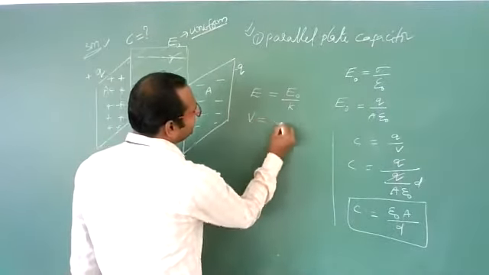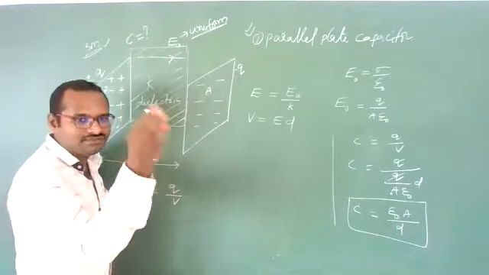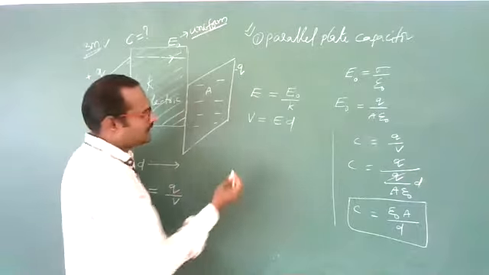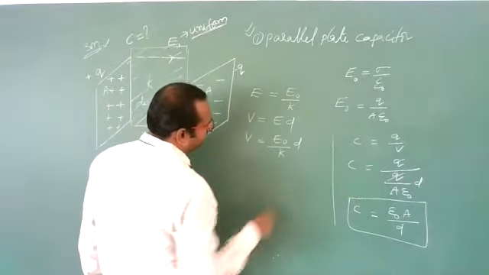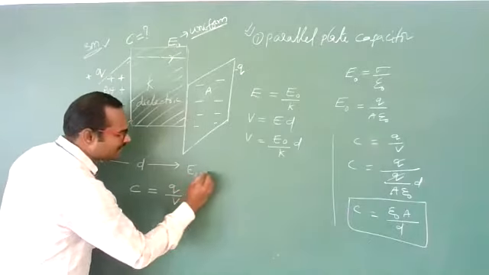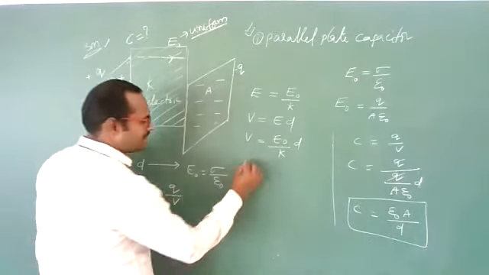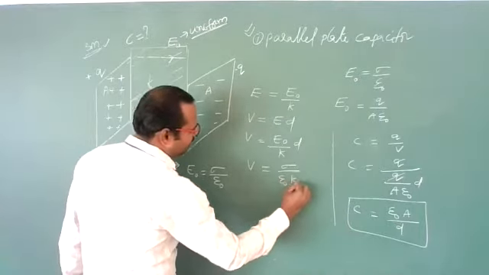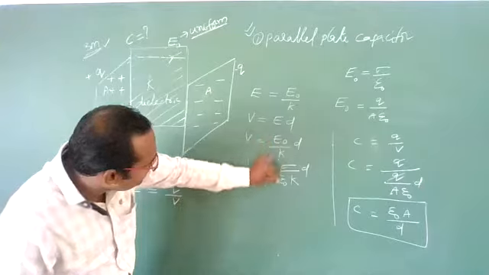Voltage can be written as E into D. Just now I have written E is equal to V by D, then V is equal to E into D. So voltage can be written as E naught by K into D. But what is E naught exactly? E naught is nothing but sigma by epsilon naught. Clear? So V can be written as sigma by epsilon naught K into D.